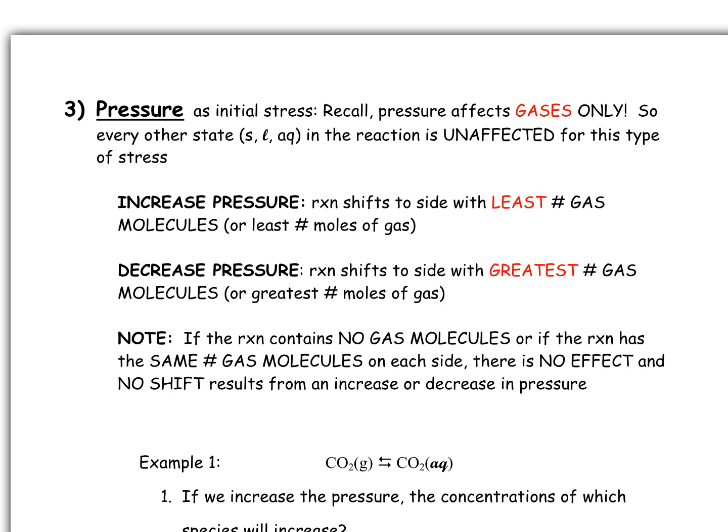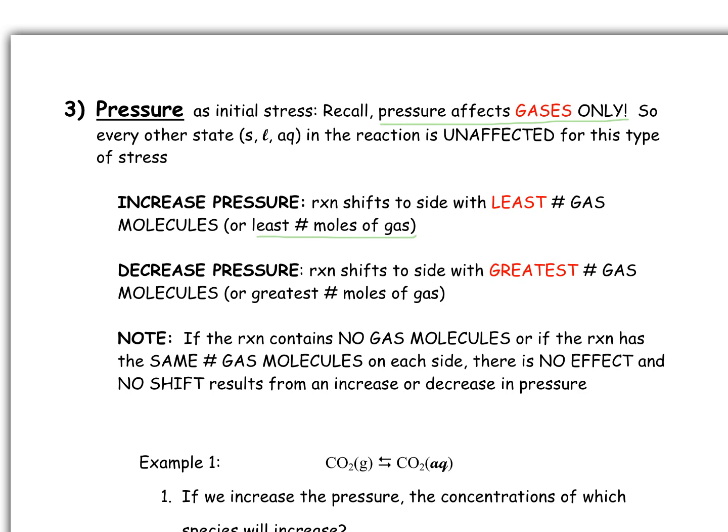The last stress is pressure. Now, just like when we talked about kinetics and rates of reactions, pressure only affects gases. That doesn't change here. So pressure only affects gases. If there is no gas in the equation at all, a change in pressure won't change the equilibrium at all. So we're only talking about gases. If we increase the pressure, the reaction is going to shift to the side with the least number of gas molecules, or the least number of moles of gas.